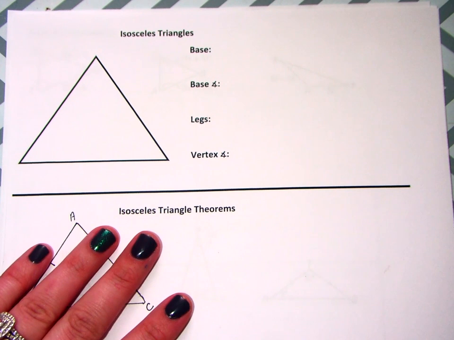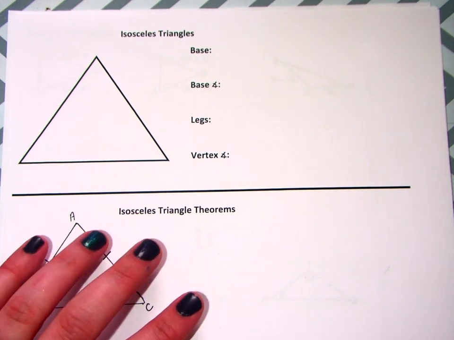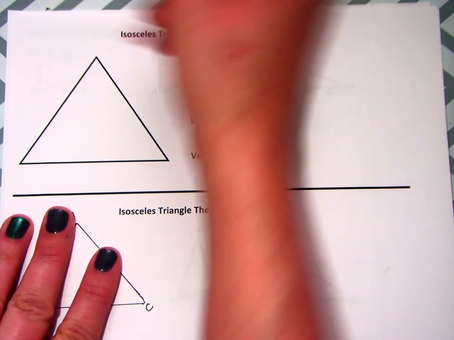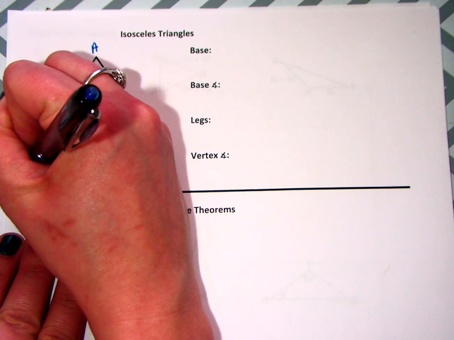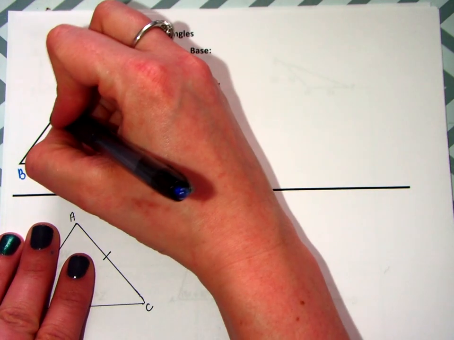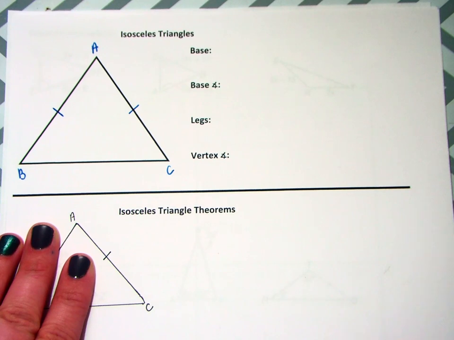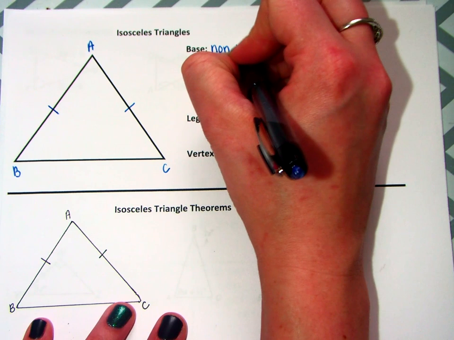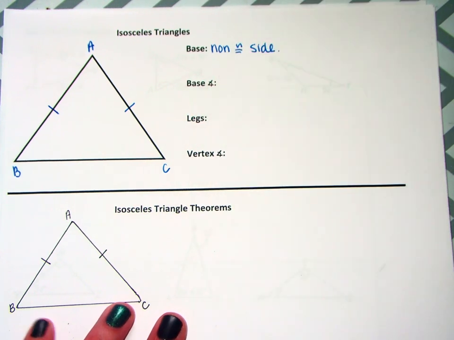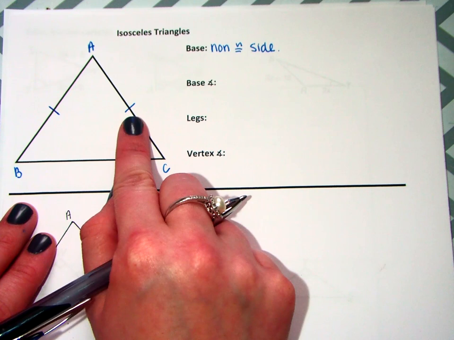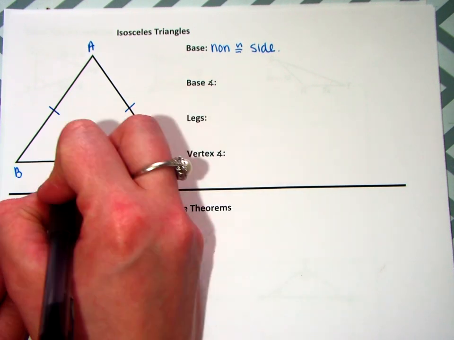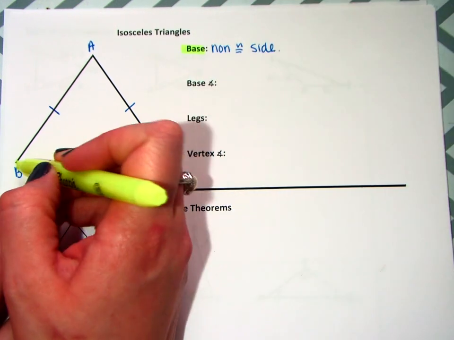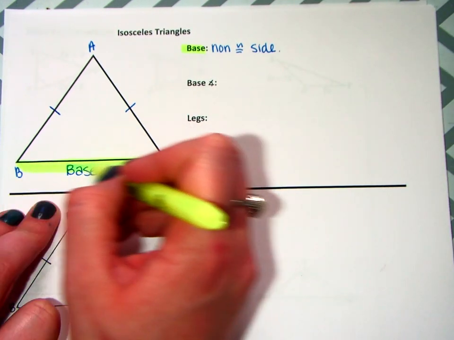So let's go ahead and discuss some vocabulary regarding isosceles triangles. The first is called the base. Go ahead and draw on your triangle, label this A, B, C, and mark AB and AC congruent to each other. So looking at our picture, the base is the non-congruent side. The easiest way to find the base is find the two sides that are equal, and that is not going to be your base. So the base is the non-congruent side. It's like the odd side out. Nothing is equal to the base.